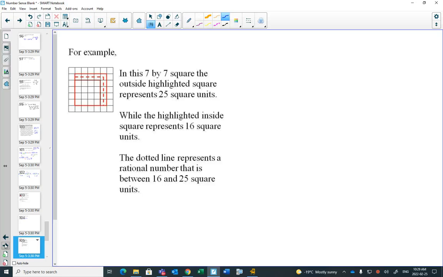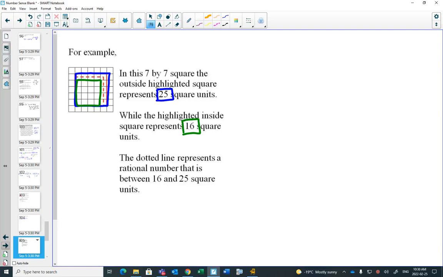Okay, I'll color code it for you so that you can see this maybe even better. I'll draw the outside square in blue. That's 25 square units. I'll draw the inside square in red. And I'll do it in green. And I'll keep the dotted line. The inside one is 16. The dotted line one is somewhere between 16 and 25. And the length of that dotted line one would be a number in between 4 and 5.